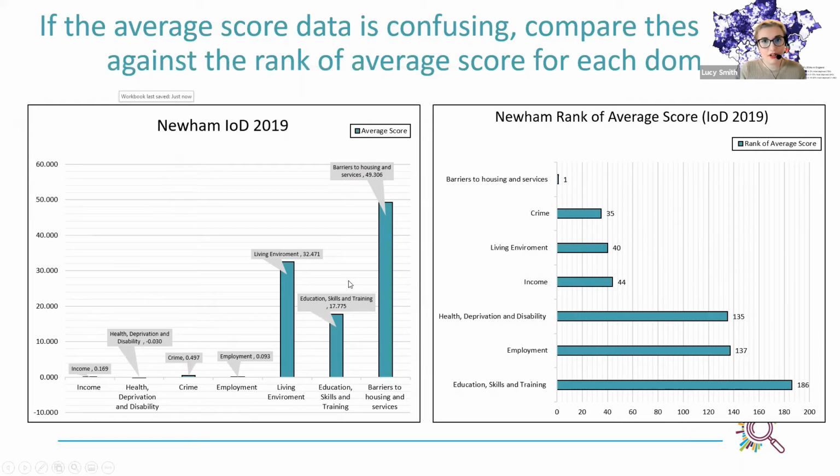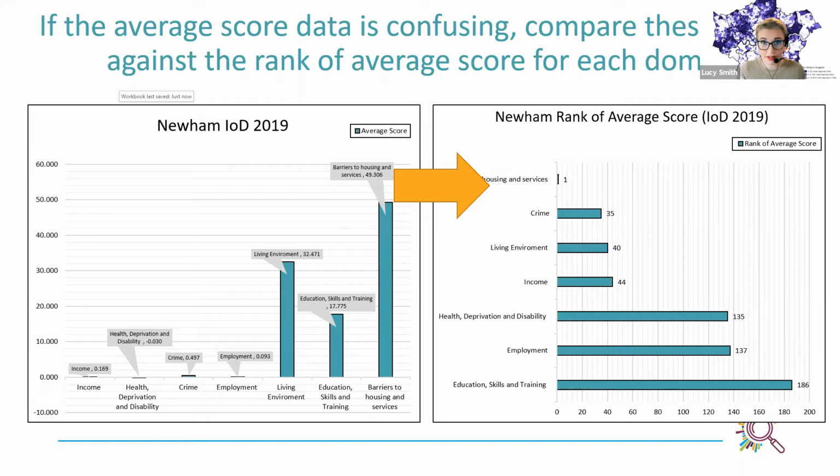So I had a look at Newham, because obviously Newham has been reported to be one of the most deprived areas in London. So I had a look, and Newham performs really badly for barriers to housing and services, right? That's almost like a score of 50, and that's very high. And you can see that that's actually reflected in the rank, because it's ranking number 1, which of course, when we think about our index, number 1 is the worst, right?